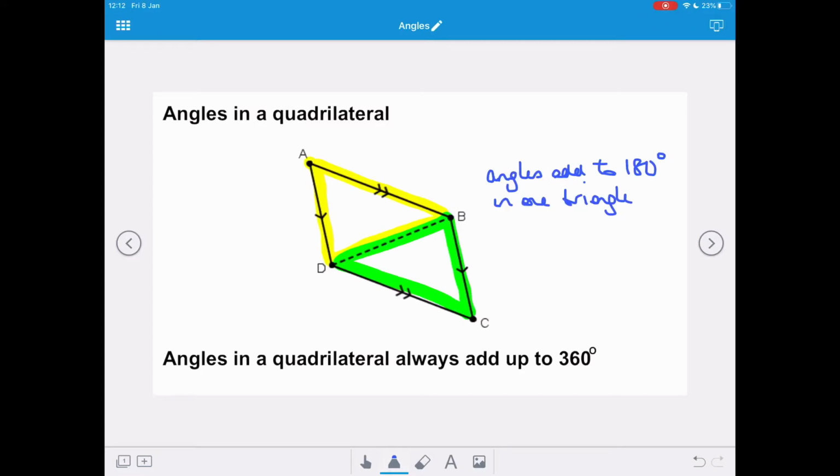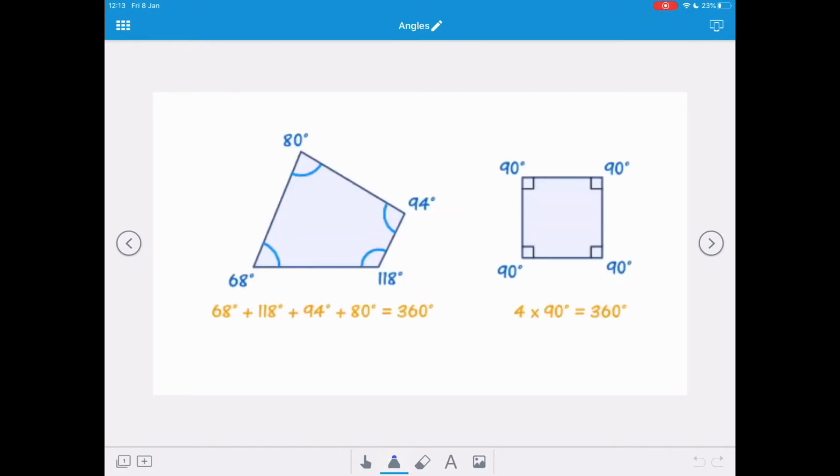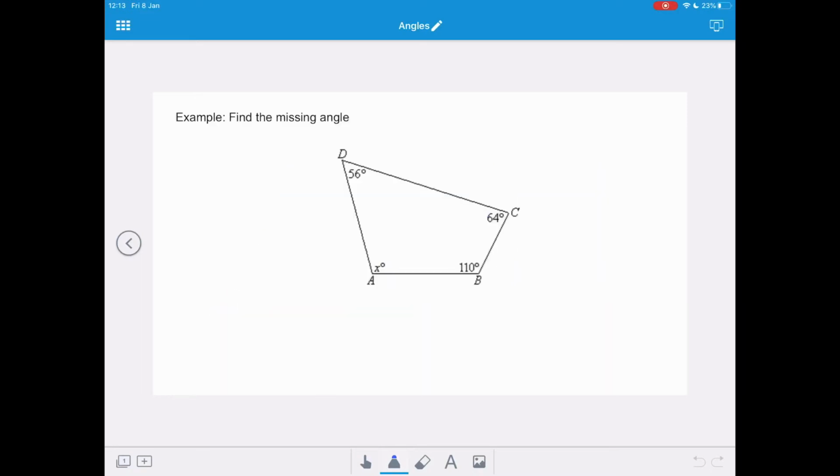So if we've got two triangles, then it makes sense that we're going to have double the value of one triangle, so 180 times 2, which equals 360 degrees. And so you can see we've got a square, which is obviously four 90-degree angles, adding up to 360, but in any quadrilateral, the four interior angles will add to 360.